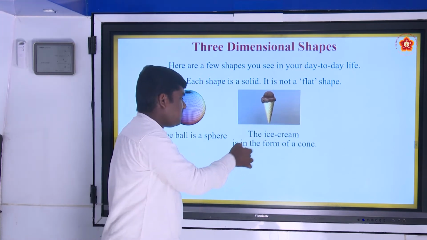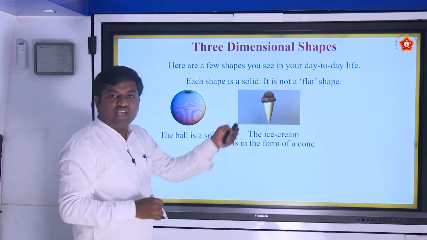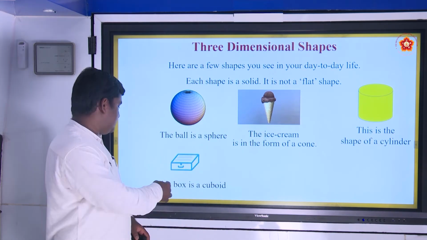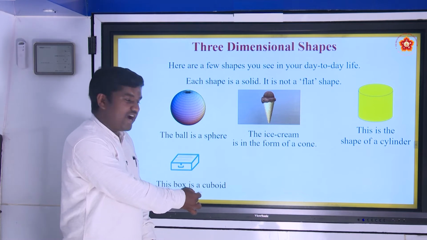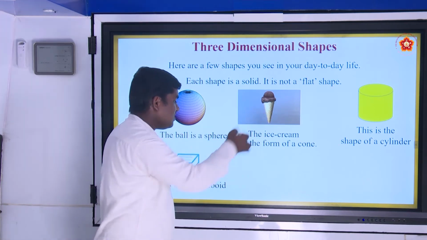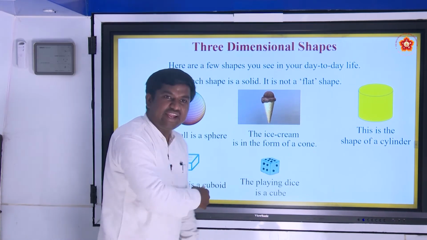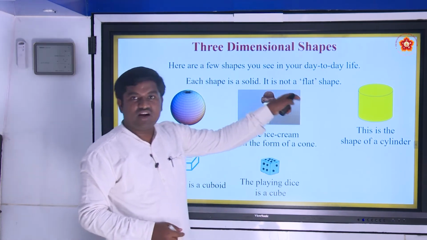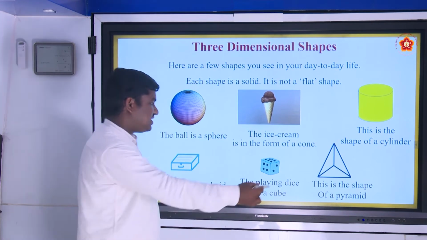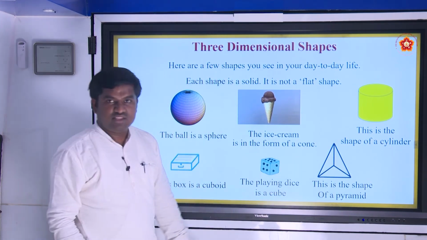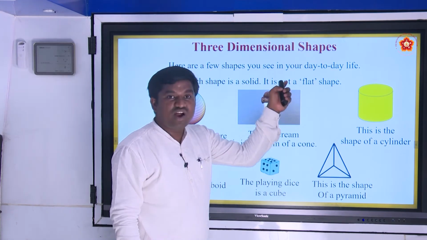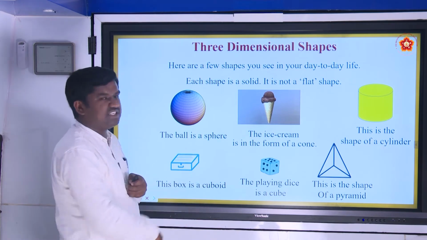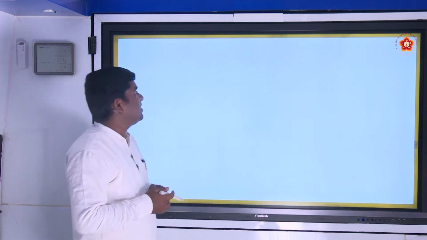Next, ice cream, it is in the form of a cone. Next, third one, a cylinder. Fourth one, see, this box is a cuboid. This is also not a flat shape. See, the playing dice, this is a cube shape. This is also not a flat shape. Next, this is the shape of a pyramid. This is also not a flat shape. Yes, these are all 3-dimensional shapes.